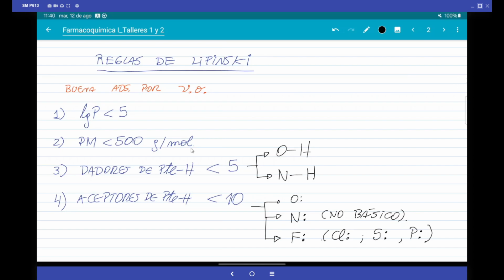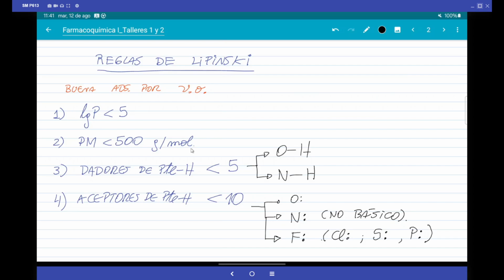There is, but rare, because phosphorus compounds are super toxic. They tend to generate toxicity with many enzymes, and we are going to see some mechanisms of toxicity. Phosphorus is oxophilic and tends to covalently link to proteins. Well, then these are the famous rules of Lipinski, and today they have been adding more things.